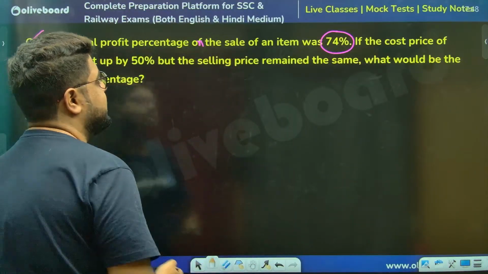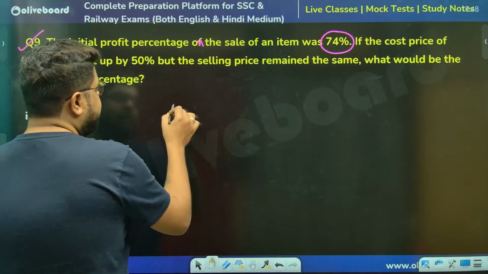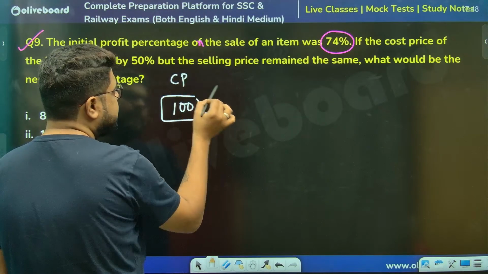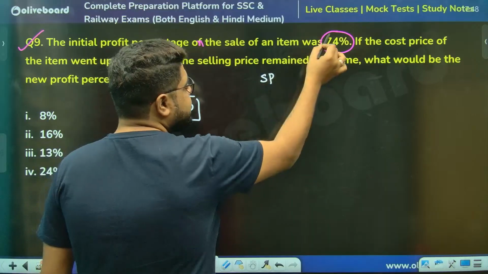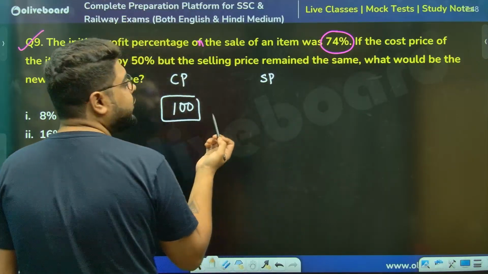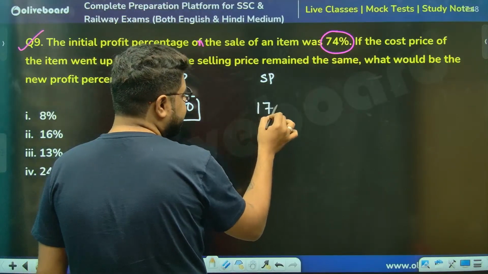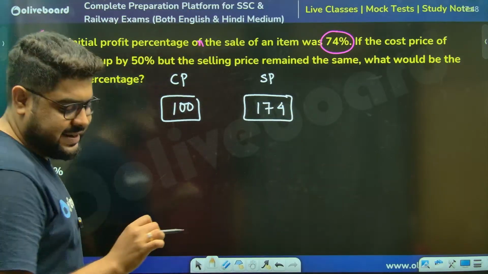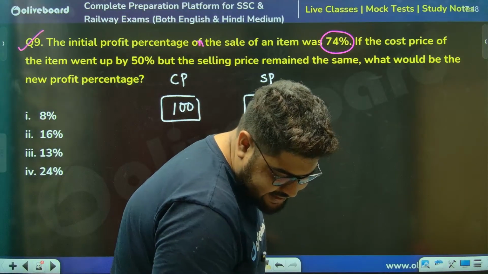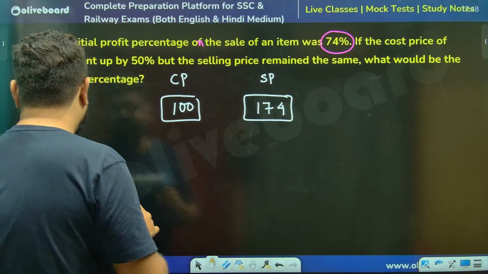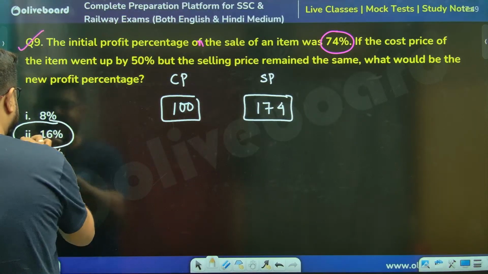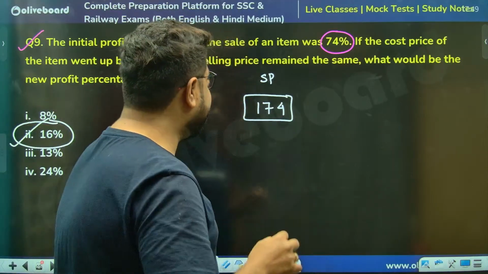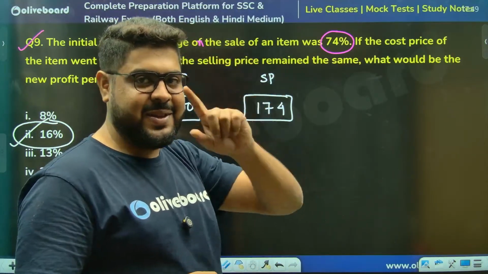बहुत ही simple. Sir, 100 rupees is the CP. So SP will be what, sir? 74% is the profit, so SP is 174. Correct, sir? No worries. Now, we know this, saying 16. Achha, everybody is now unanimously saying 16. Reena, 24 हो नहीं सकता because CP is now 150. You are getting my point.